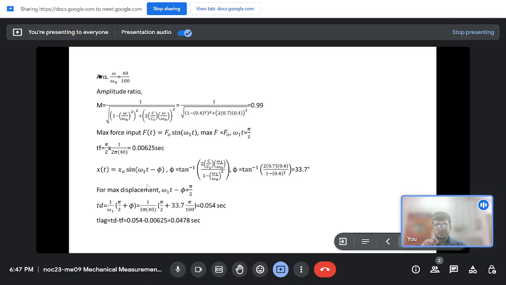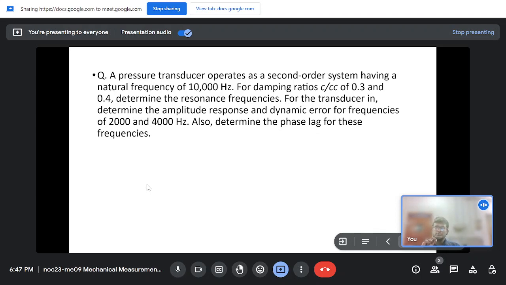So moving on to the next question. We have a pressure transducer which operates as a second order system having a natural frequency of 10,000 Hz. For a damping ratio of 0.3 and 0.4, determine the resonance frequencies.